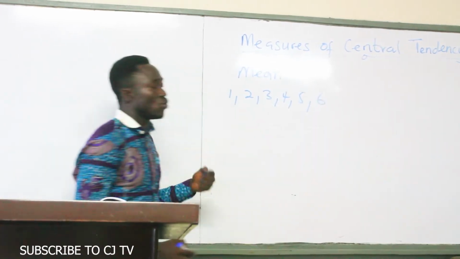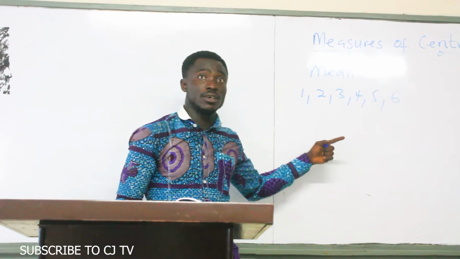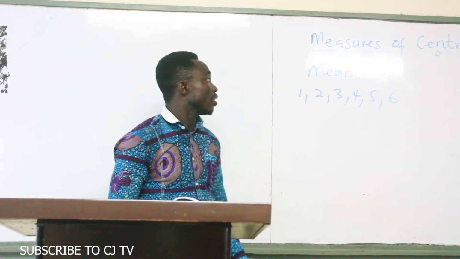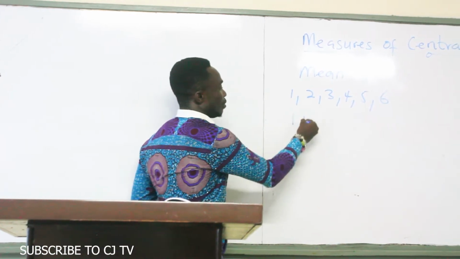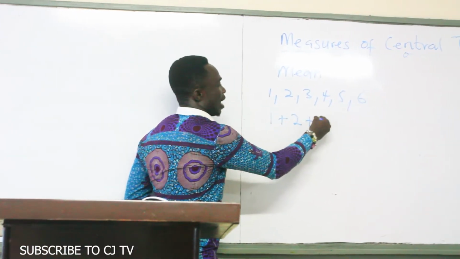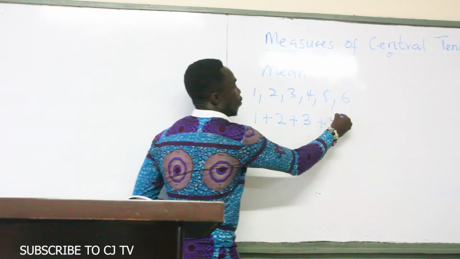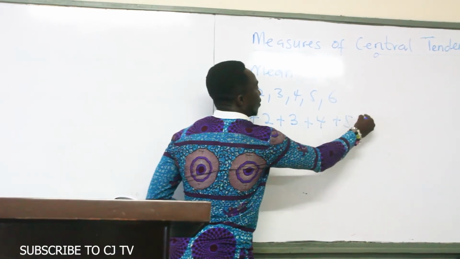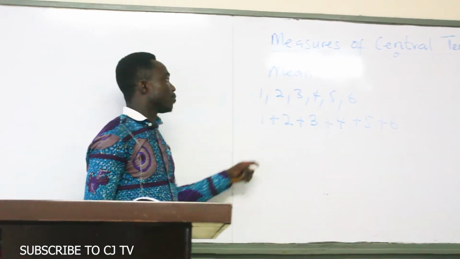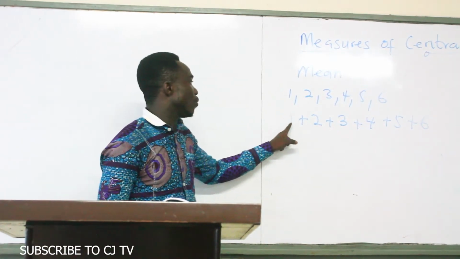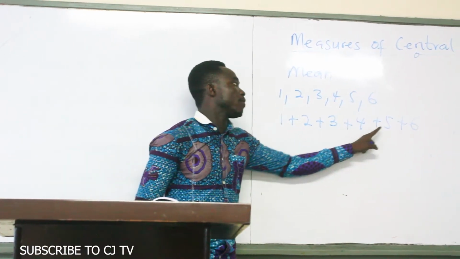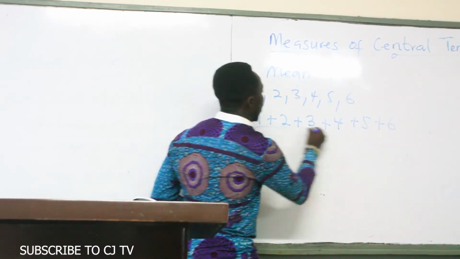1, 2, 3, 4, 5, and 6. So we are asked to find the mean of the test. We can say 1 plus 2 plus 3 plus 4 plus 5 plus 6. Now, for all this, you need to count the number of observations. So how many are there? 1, 2, 3, 4, 5, 6. So you divide all over what?